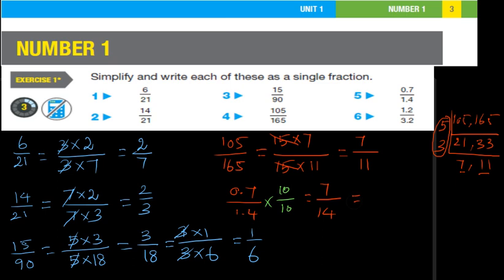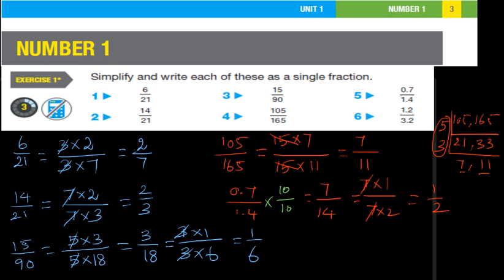We know that both the numbers are available in the 7th table. That's why 7 into 1 divided by 7 into 2. So we can cut this 7 and 7. The answer is 1 by 2. So first of all, we have to convert these decimal numbers into integers, and then we have to make it a single fraction.